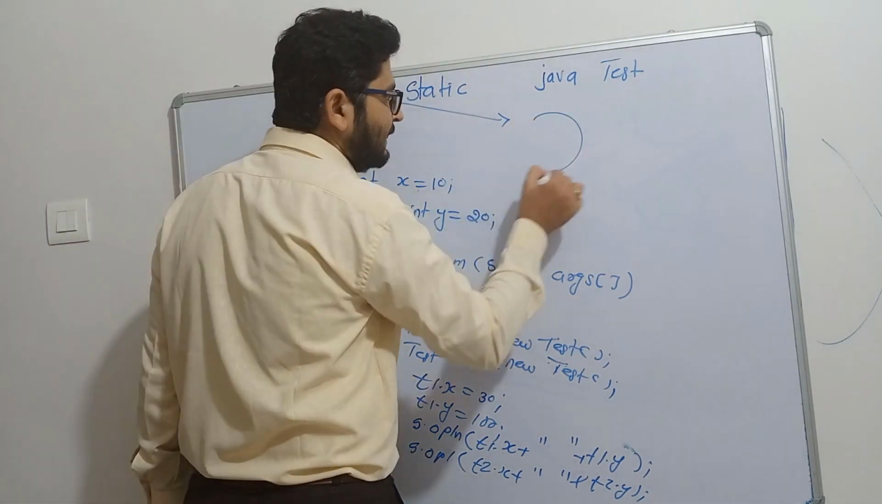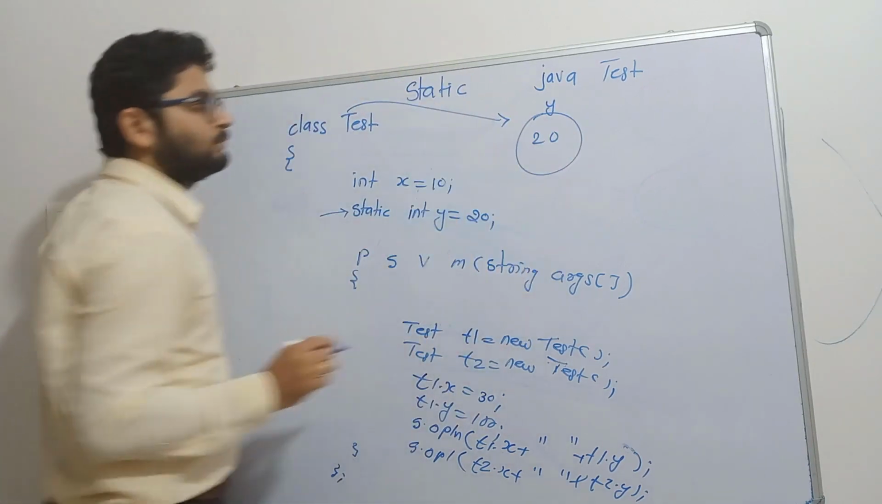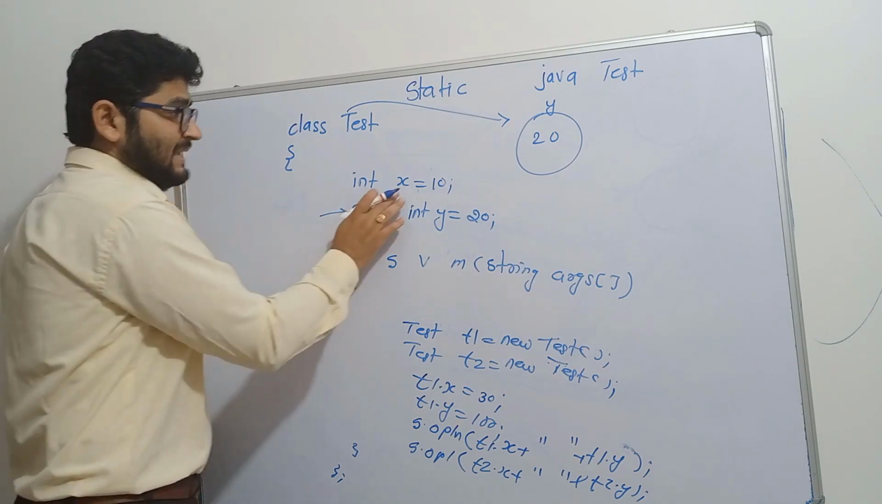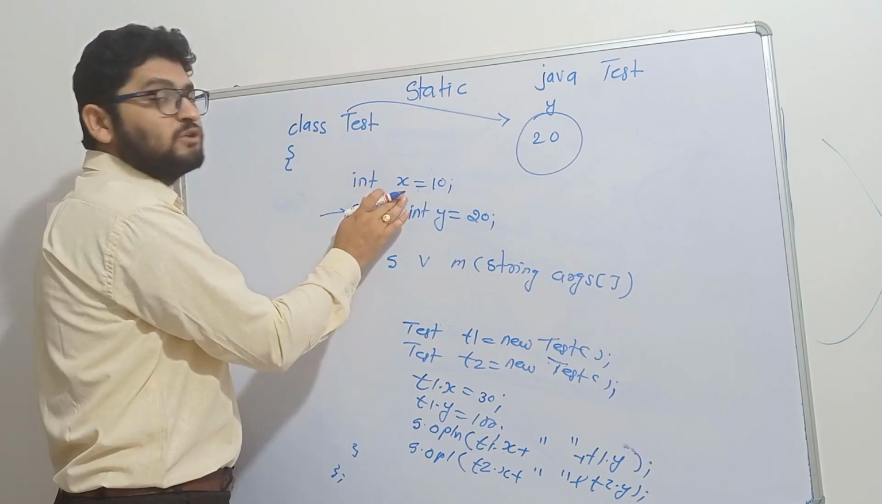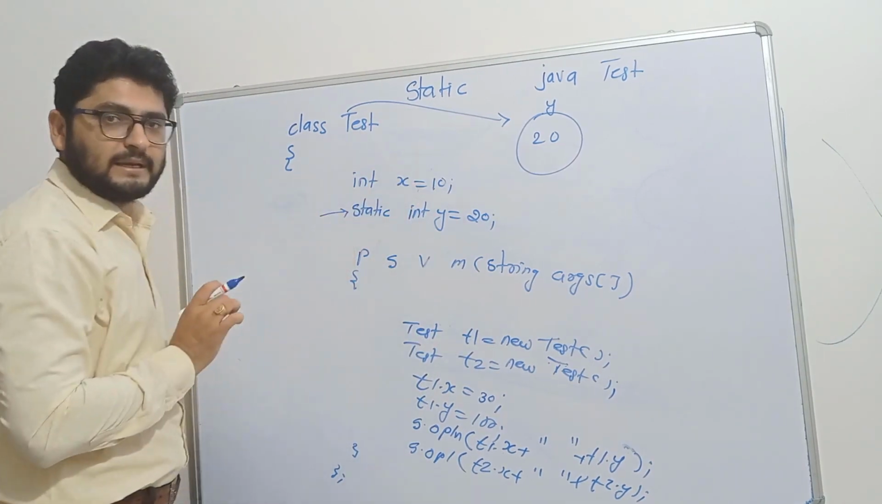So this y will be created, and the value of y will be equal to 20. Now this x will not be created because this is a non-static member of this class, right? So it is not going to be created. It is only created when the object of this Test is going to be created.